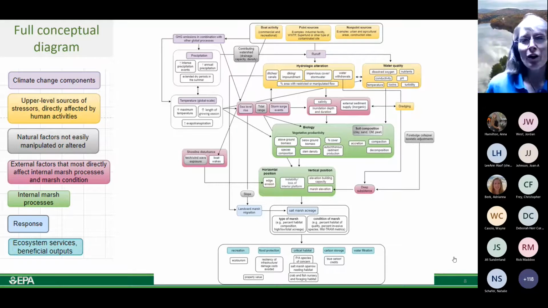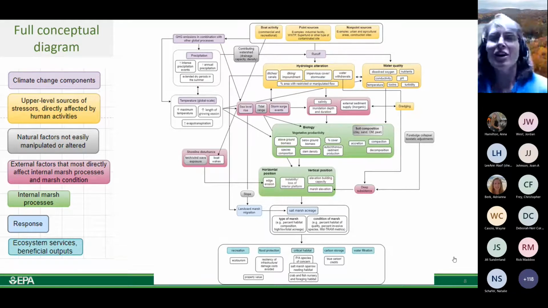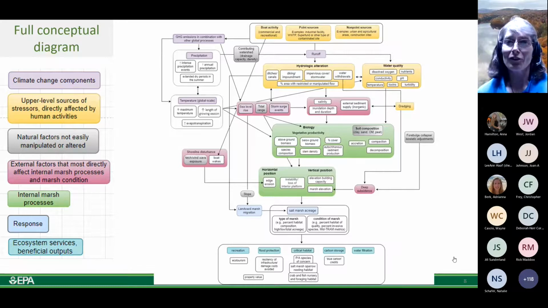The bottom tiers are where you get into the response. For our studies, we were focused mostly on salt marsh acreage. Within that, we looked at things like the type of marsh, whether it was high or low marsh, as well as the condition of the marsh. The bottom level, we didn't get into all that far, although we did touch on it. That's where you get into the ecosystem services and beneficial outputs.